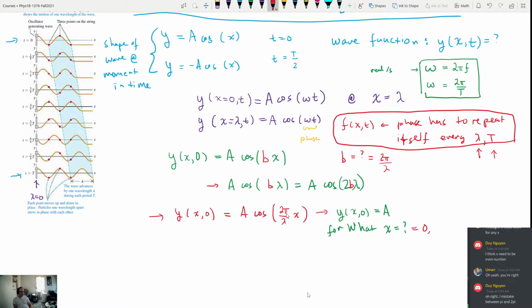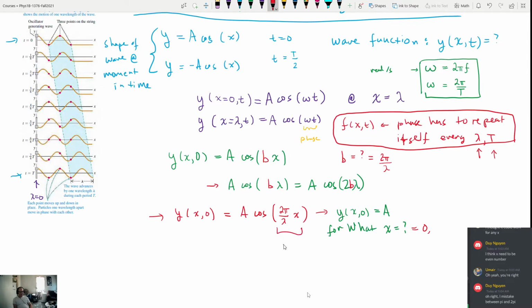Yeah, the whole thing will be 0. Cosine of 0 is 1, right? What's the next value for which, because it's a periodic function, right? At x equal to 0, this works. What's the next value of x that will make this equal to 2 pi?